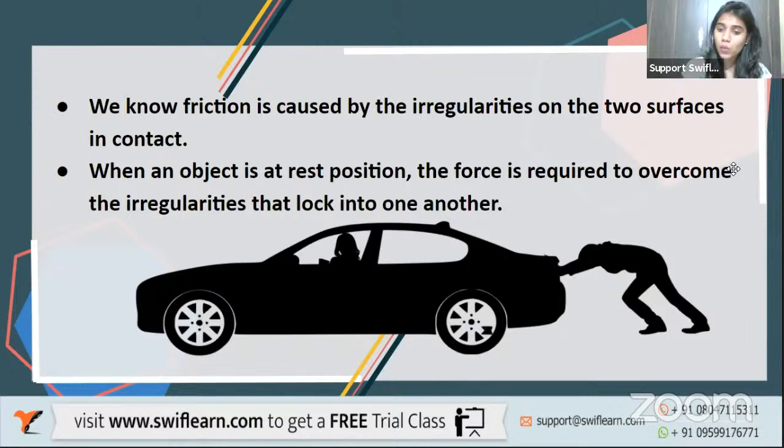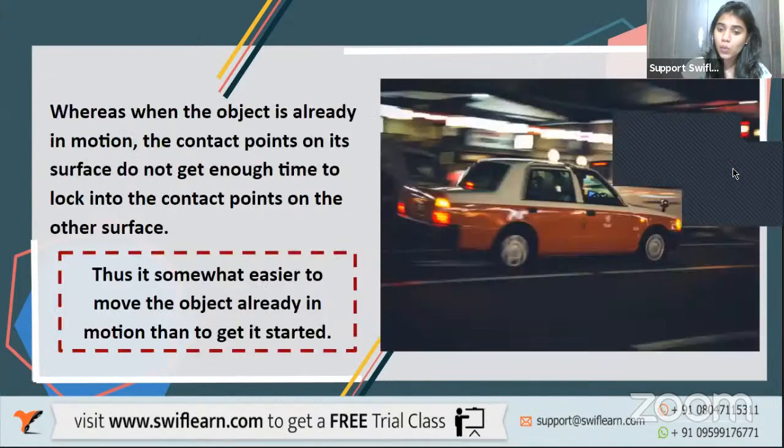But if this object is already moving, the time for interlocking of the irregularities is less, so obviously it would be easier. Getting it? If you have any doubts, please ask me. When an object is already in motion, the contact points on the two surfaces do not get enough time to lock with each other.